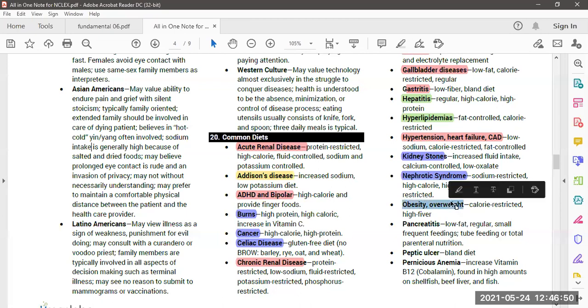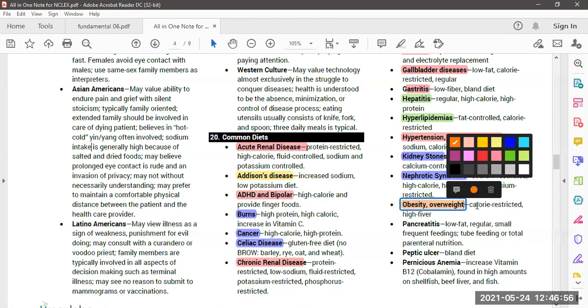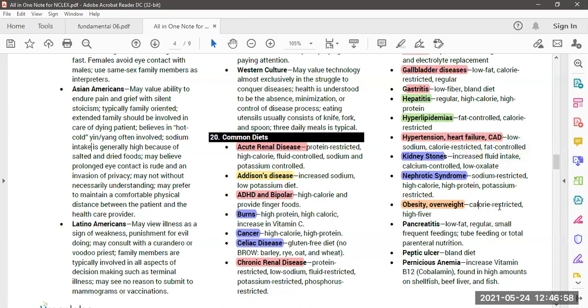Obesity, overweight, what you should prefer for them? We prefer for them calories restricted and high fiber. If the patient has pancreatitis, low fat, regular, small, frequent feeding, or tube feeding, or total parenteral nutrition, TPN. If patient has a peptic ulcer, always provide blend diet.